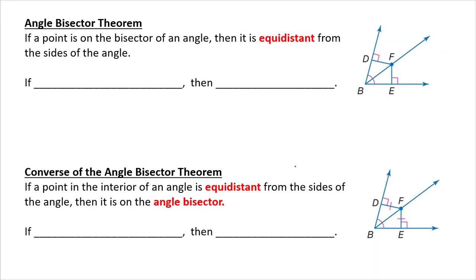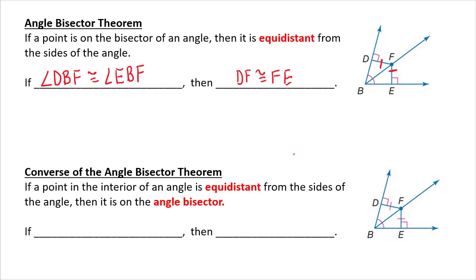Angle bisector theorem. I told you there is lots of vocab happening, lots of theorems happening in this section. If a point is on the bisector of an angle, then it is equidistant from the sides. So if angle DBF is congruent to angle EBF, okay, so I have a point on the angle bisector, then DF is congruent to FE. Then this is congruent to that.